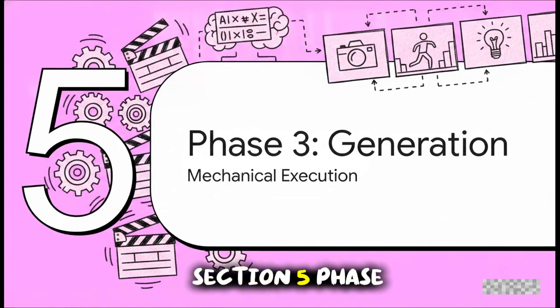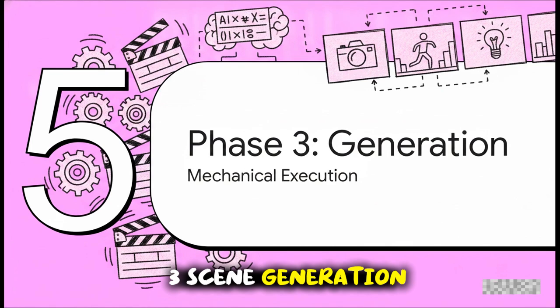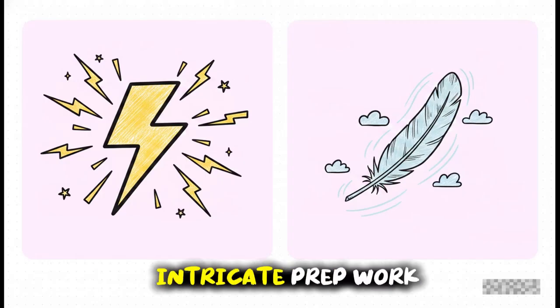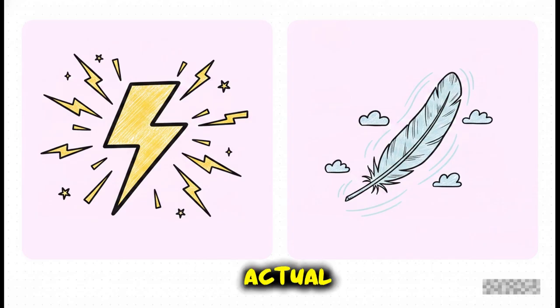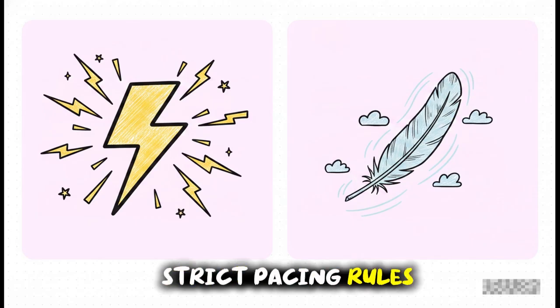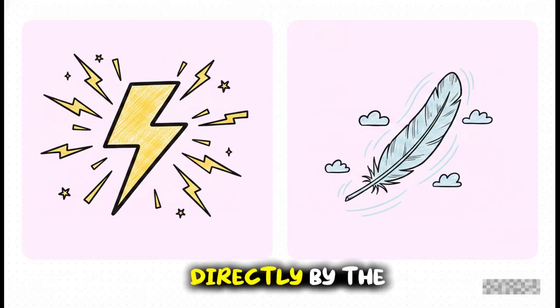All right, Section 5, Phase 3, Scene Generation or the Mechanical Execution. Now we see where all that intricate prep work builds into the actual frame-by-frame animation directions. The mechanical execution relies on incredibly strict pacing rules. Basically, the animation speed is dictated directly by the type of information being delivered in the script.